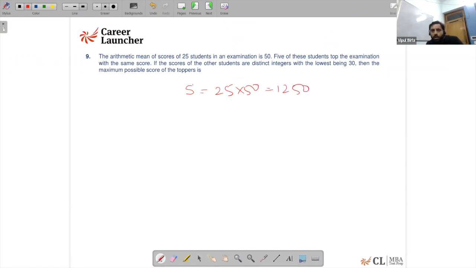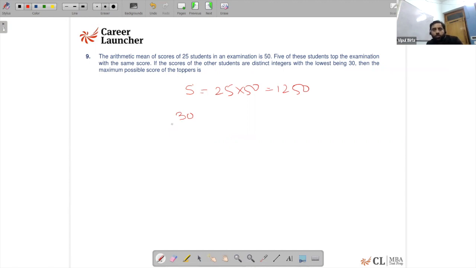Okay. 5 of these students top the examination with the same score. So out of 25, 5 have got the same score. If the scores of the other students are distinct integers with the lowest being 30, then the maximum possible score of the topper is, okay. So we need to maximize the score of the topper, and we know the score cannot be less than 30. So therefore, every student has got a score, either 30 or more than that.